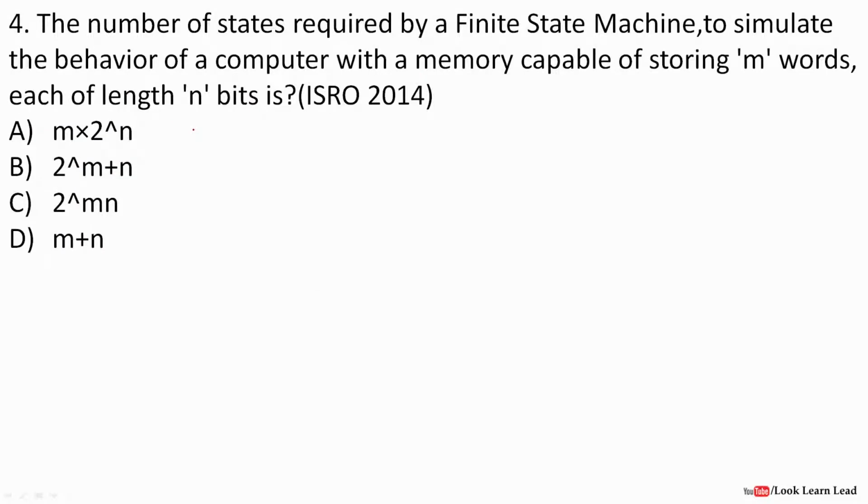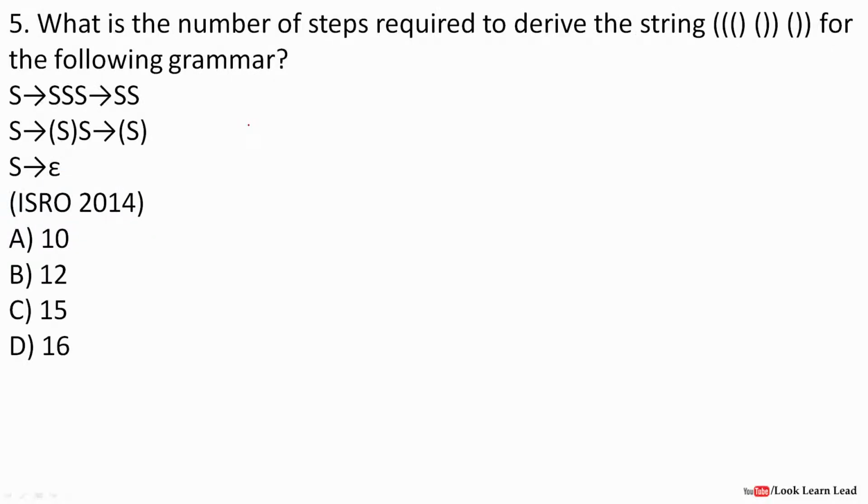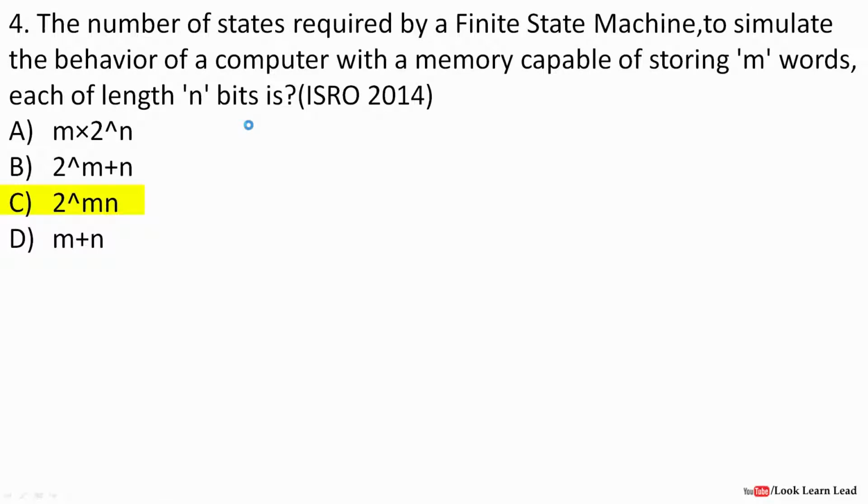The number of states required by a finite state machine to simulate the behavior of a computer with memory capable of storing M words. So here we have M words, and each word is of N bits. So the total number of bits would be M cross N.